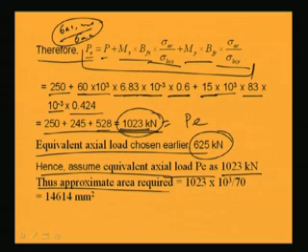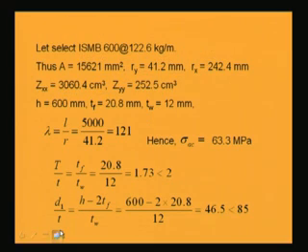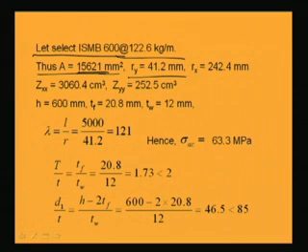So the approximate area required will be 1023 kilonewton by sigma AC, which will become 14,614 millimeter square. This is the area required. Now we can find out the section, and the section is coming ISMB 600 at 122.6 kg per meter. With this section the area provided is 15,621 millimeter square. Radius of gyration is given as 41.2 millimeter in y direction, and Rx is given as 242.4 millimeter.